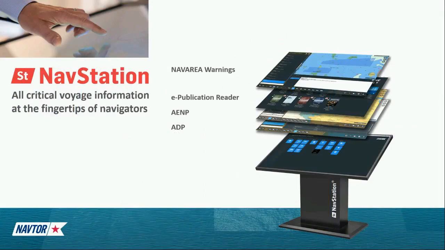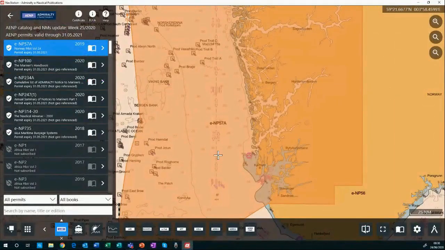So going back to our NavStation, you can see here I've got other volumes. I've got the Mariner's Handbook, and I've also got cumulative notices to mariners here. So there are lots of e-publications that can come through here and actually be useful at back of bridge when planning or passage planning. So that's the e-reader and the Admiralty section.